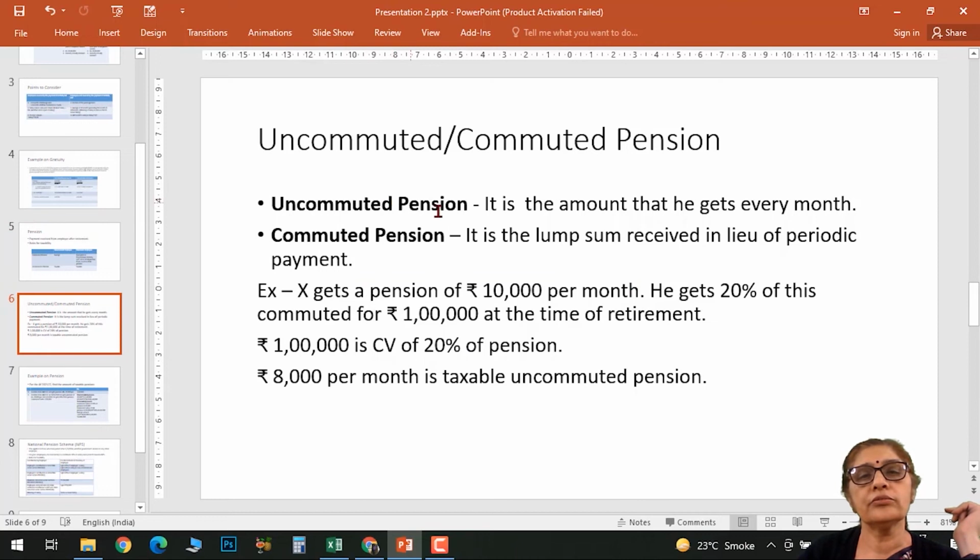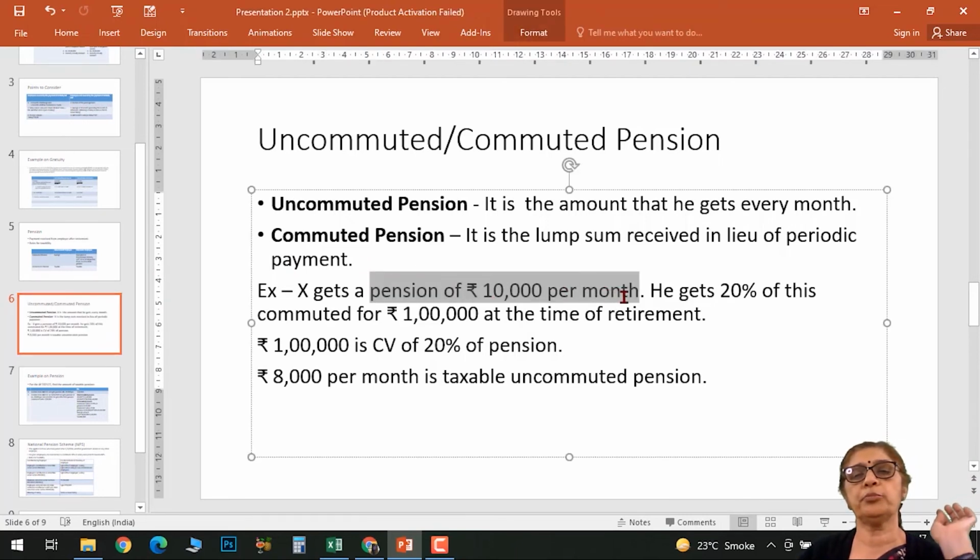Commuted means you surrender a part of your pension, a percentage of your pension, in lieu of periodic payment. Say you are entitled to a pension of 10,000 rupees per month. If you continue to get 10,000 per month, it is uncommuted, no commutation. You are not getting a lump sum.